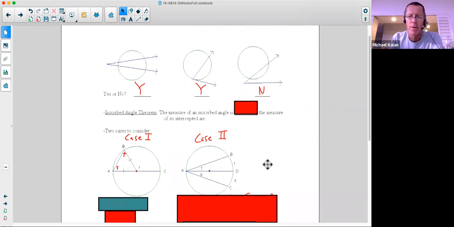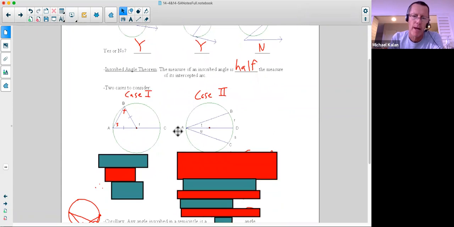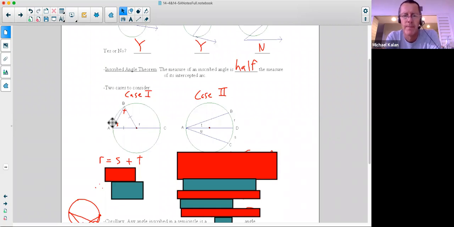And then we have the inscribed angle theorem. It says the measure of an inscribed angle is half the measure of its intercepted arc. This is going to be really helpful for us. There are two cases to consider in proving it. We have a circle here, and you can see we have radii. Wouldn't you agree that the measure of this angle here, R, would equal S plus T? What's the reason for that? Exterior angle equals the sum of the remote interior angles.